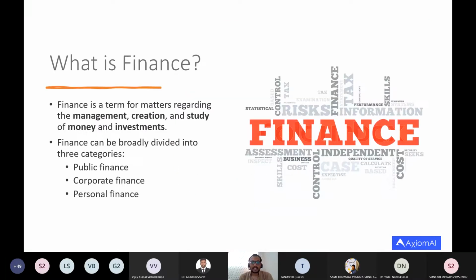All right, let's get started and do a very textbook thing of defining finance. Finance, what is it? It's basically management, creation, and study of money. So however complicated the product or the tool or investment methods or markets be, it eventually boils down to this one-line definition of management, creation, and study of money.